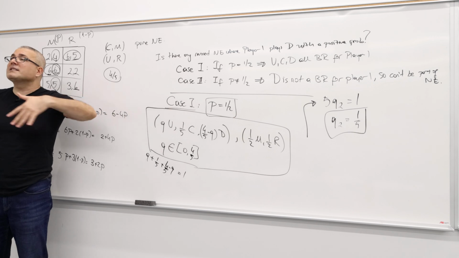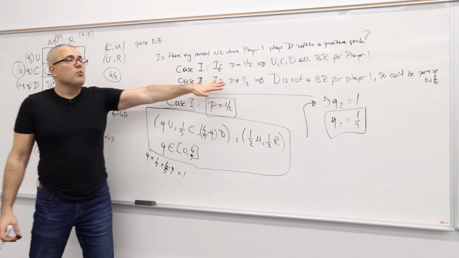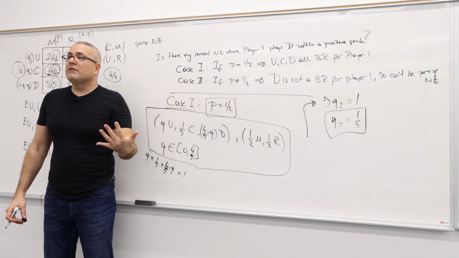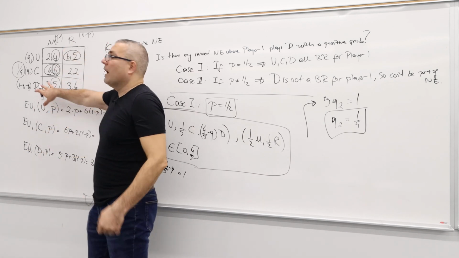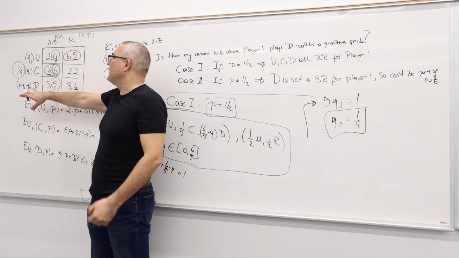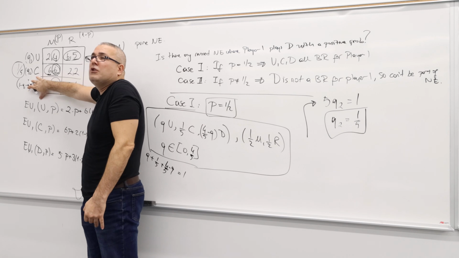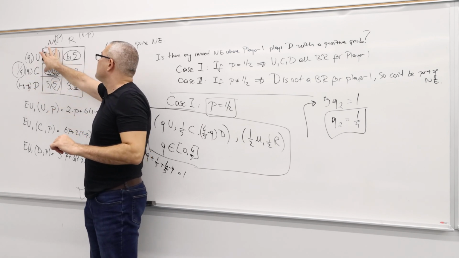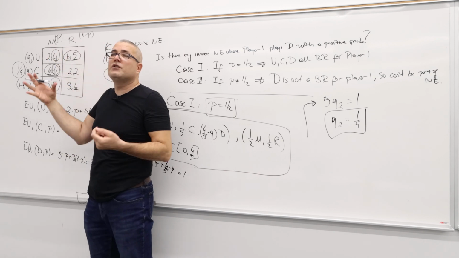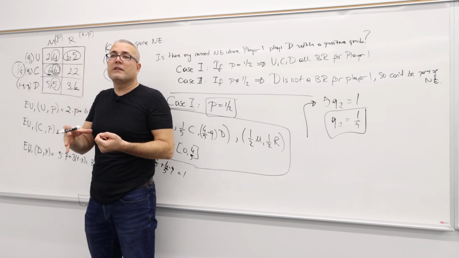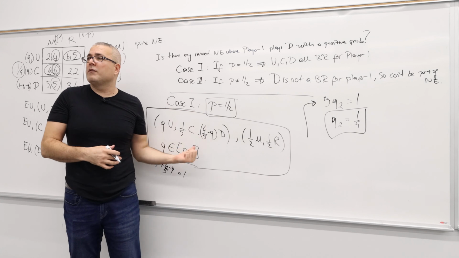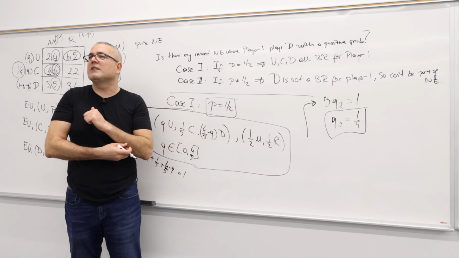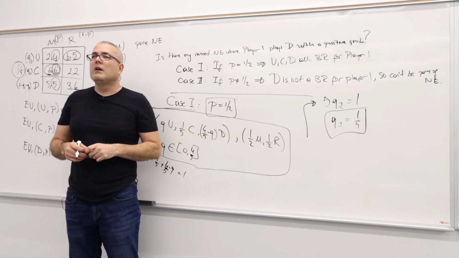Case 2, as I said, what if P is not equal to 1/2? In this case, I'm just repeating myself, I know, but you're going to ignore D because it will never be a best response. So the mixed strategy has to be in this 2x2 game. Just calculate it. And in fact, if you do that, it's going to be one of those, I guess. I'm not sure though. So that's it.